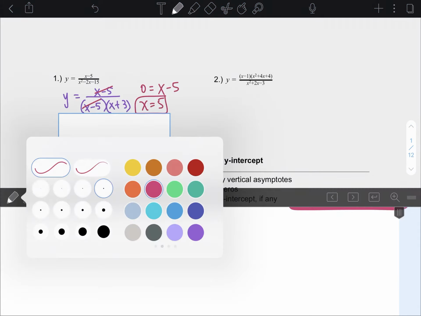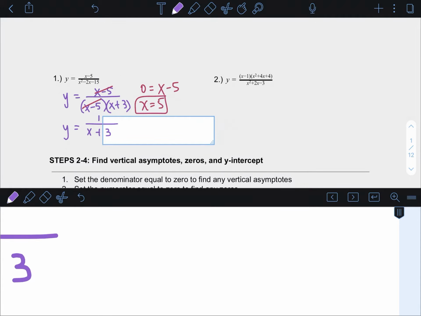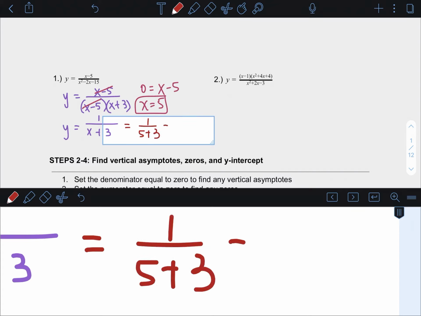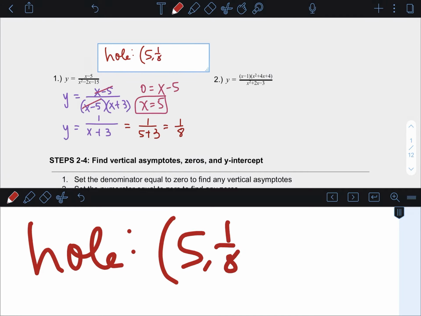Now I'm going to come back here. If the x minus 5 gets canceled, I'm still left with the 1 up top and just an x plus 3 at the bottom. And from here I will go ahead and plug in that 5, which gives me 1/8. So my hole will be at 5, 1/8.